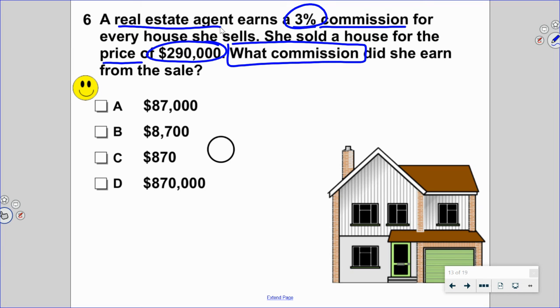What was that commission? Again, maybe I shouldn't have deleted that. That ultimately is what we're asked to find. 290,000. Not quite sure why K was used for abbreviation for 1,000. I should look that up. Let's go ahead and set up a relationship because as soon as I see 3%, I know 3 is going to compare to 100. Now, where does that 290 go?